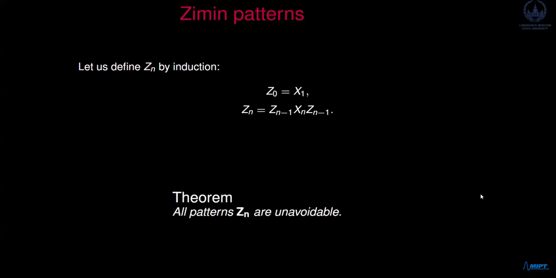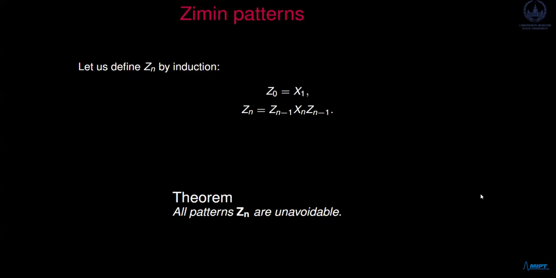As we move to higher Zimin patterns, each pattern is built by embedding the previous pattern on both sides of a new variable. For example, Z1 is x1, x2, x1, and Z2 is x1, x2, x1, x3, x1, x2, x1.